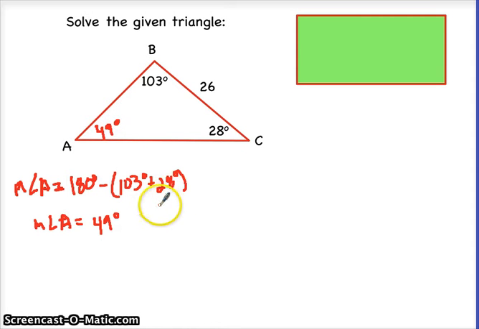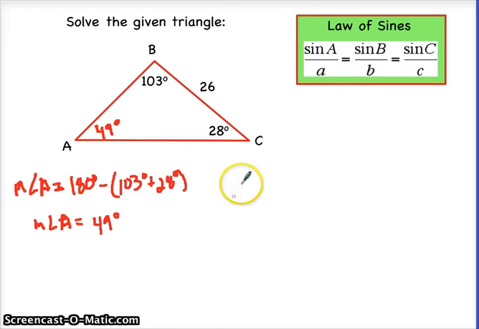Now the problem we run into is we don't have a right angle. But the nice part is we do have a law called the law of sines. And it's basically a proportion problem. It's using the idea that the sine of any angle in proportion to its opposite side will be equivalent to the sine of any other angle in proportion to its opposite side, or in ratio with its opposite side. And you can use that for any one of the three angles and sides.